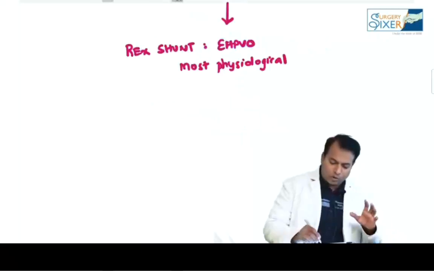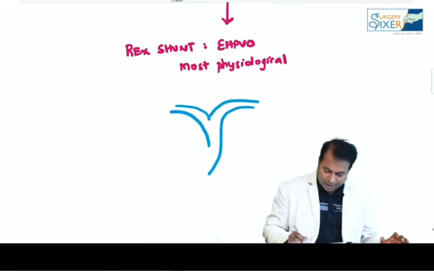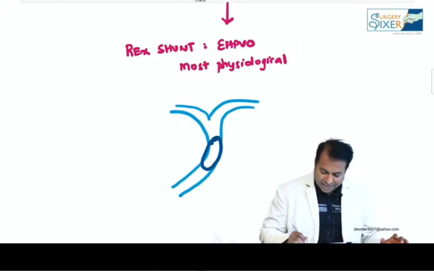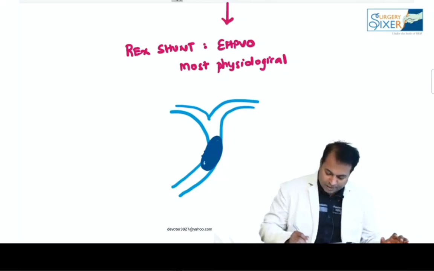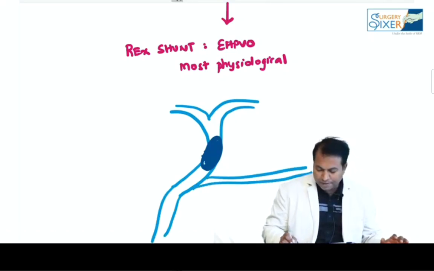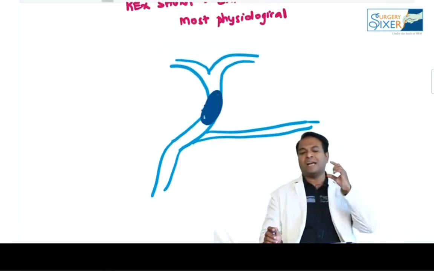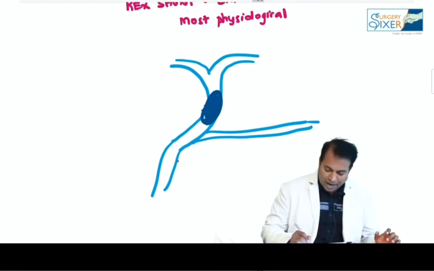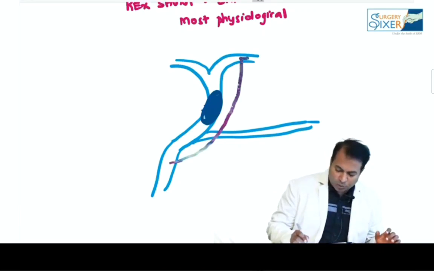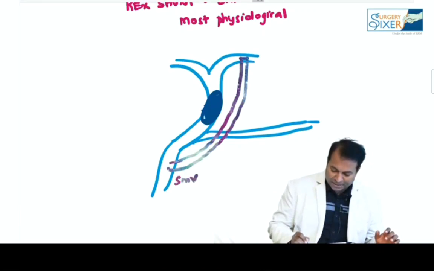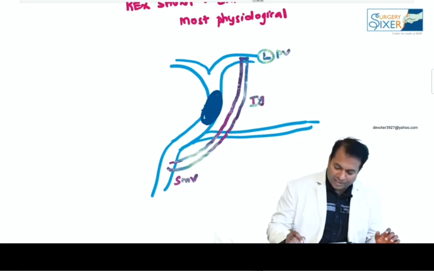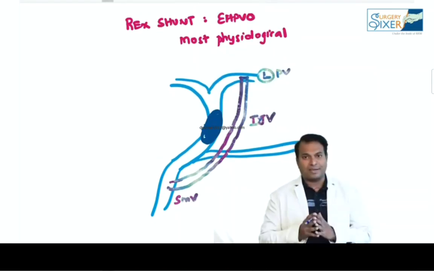What is this Rex shunt? I'm going to draw you the Rex shunt now. This is the right portal vein, this is the left portal vein. This is the portal vein with the obstruction here. So let us assume this is the obstruction in EHPVO, and this is the superior mesenteric vein, this is the splenic vein. So in Rex shunt, what I am going to do is, I am going to remove the internal jugular vein, and anastomose the internal jugular vein from the superior mesenteric vein to the left portal vein. It is like the most physiological shunt. We are bypassing the obstruction.